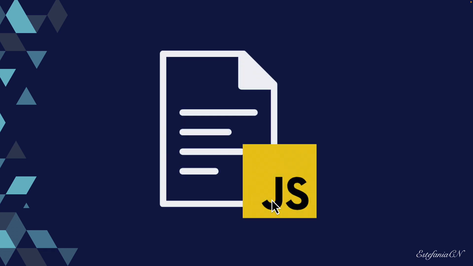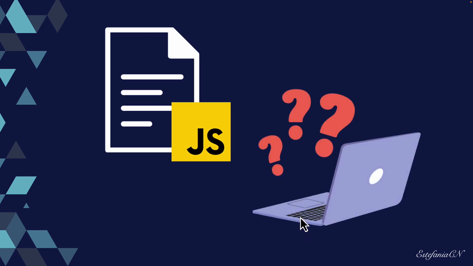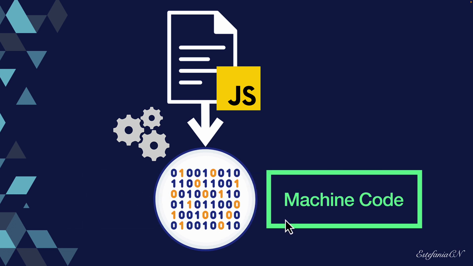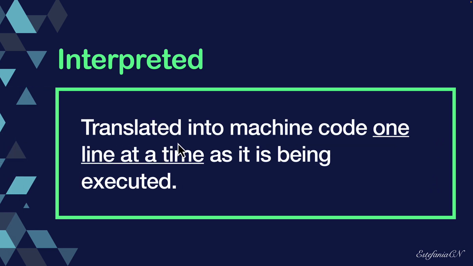When we create a JavaScript file and we write our JavaScript code, the computer will not be able to understand it as it was written with those keywords that we just saw. It will not understand the symbols that we used because computers don't work with words, they work with binary code. So to run our code, the computer has to translate it into something that we call machine code, the language that the computer can understand. An interpreted programming language, in this case JavaScript, is a type of language in which that code is translated into machine code one line at a time as it is being executed.